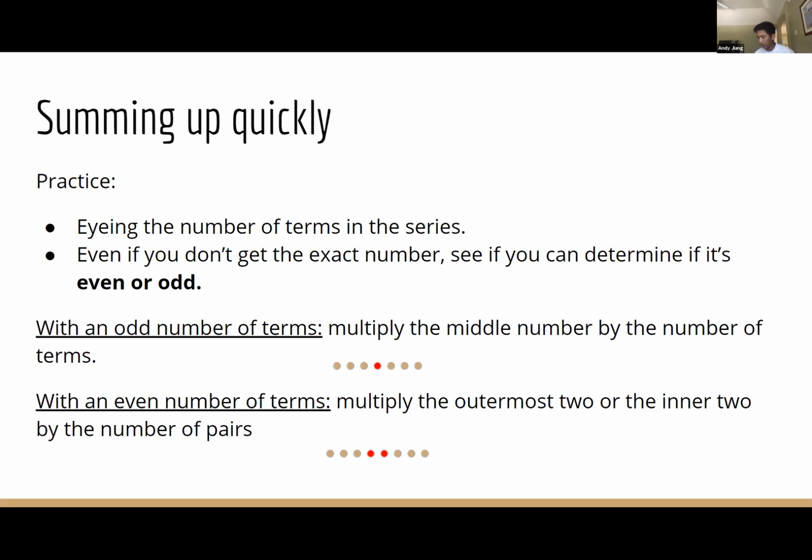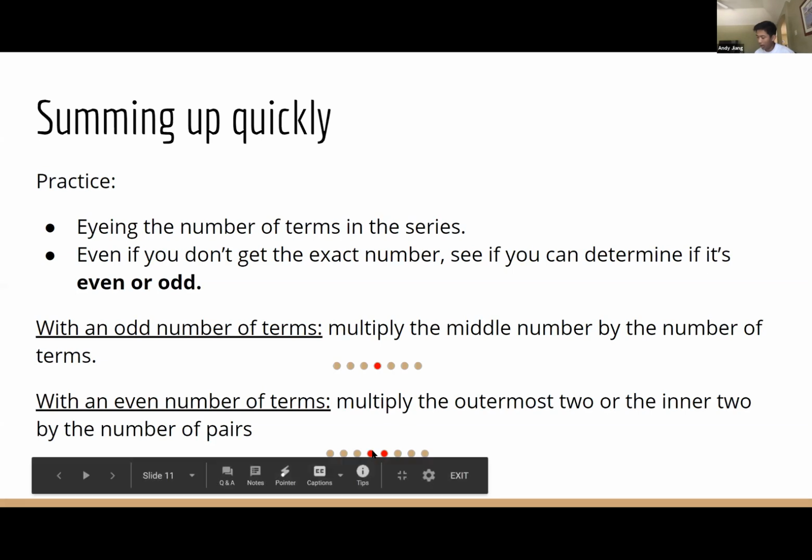Okay, and then with an even number of terms, it's slightly more annoying because you don't have a middle term to work with. But you can either add those two up and then multiply by the number of pairs, or if both of these are odd, both of these are even, you can take the middle number, then multiply by the total number.